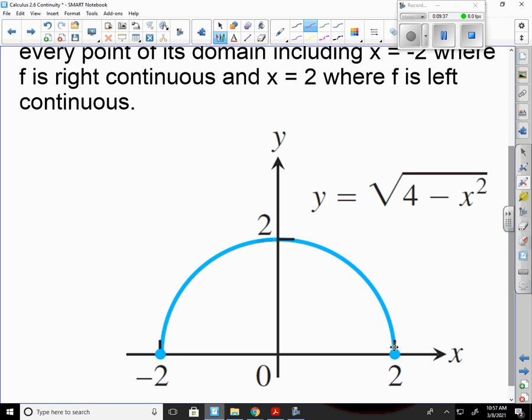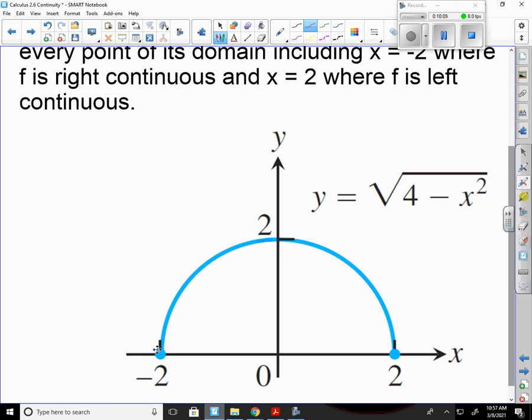Here at this endpoint x equals 2, it is left continuous because as I'm approaching from the left-hand side, if I plug a 2, my limit would give me 0. But if I plug a 2 in here, 4 minus 2 squared also gives me 0. So my limit would equal 0, and if I plug it in, it gives me 0, so it's left continuous.